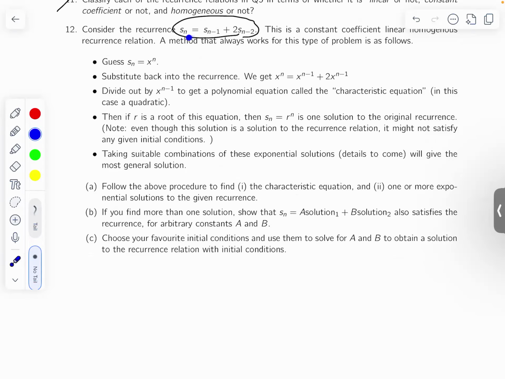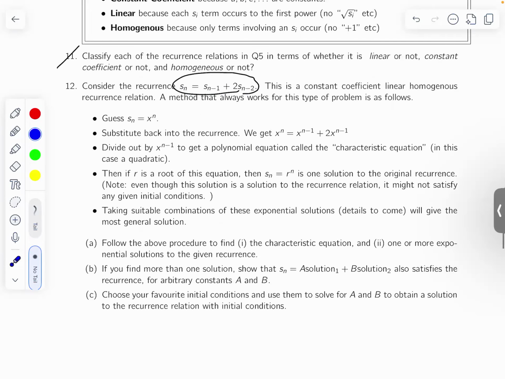Sn, this one, constant coefficient, linear, homogeneous. Yes, because there is no plus 2 plus 5. If it is a differential equation, the guessed answer will be e to the rx. For recurrences on natural numbers, the guessed answer is x power n. Consider this one, the constant coefficient linear homogeneous relation. There is a method that works for this type of problem, and it's as follows. So guess this one.